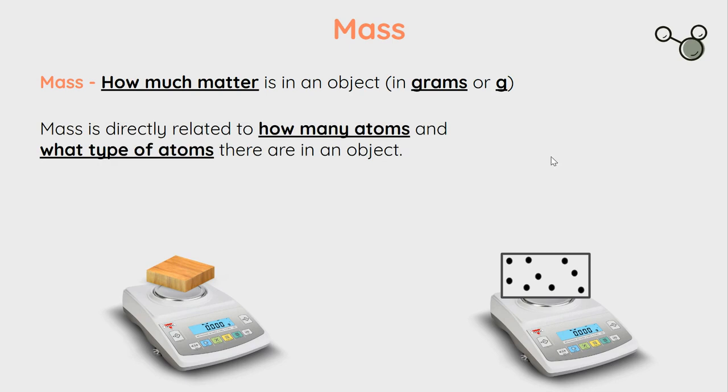Mass is directly related to how many atoms and what type of atoms there are in an object. So if I look at this block of wood down here and I represent it as having atoms on the right, this block of wood is really made up of a bunch of different atoms. And really, these are going to be atoms of a certain type. Different atoms do weigh different amounts, but for our purposes, it's okay to think of mass as just how many atoms there are. And we measure mass with a scale or a balance.